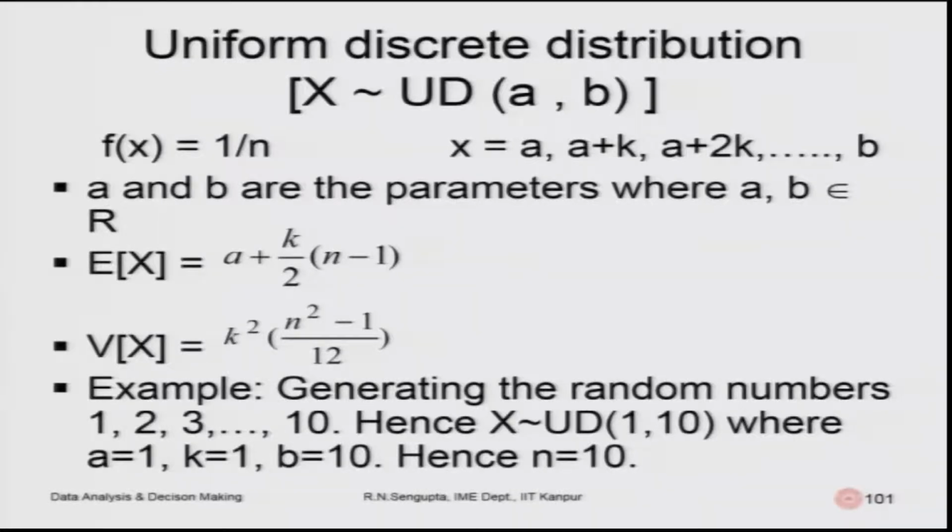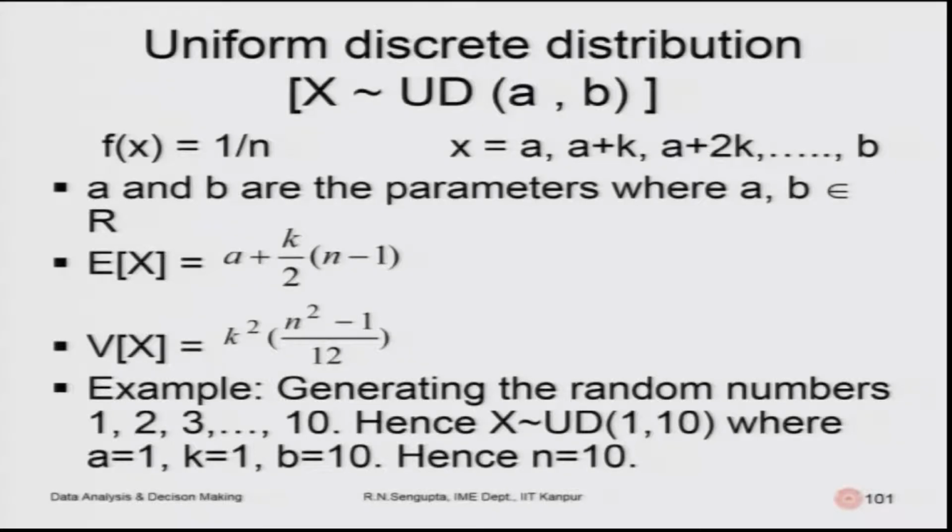The expected value, I will come to the expected value and the variance concept later on when we solve the problems, and they will be utilized later on also. The expected value is given by a plus k by 2 into n minus 1, and the variance is given by k square into n square minus 1 divided by 12.